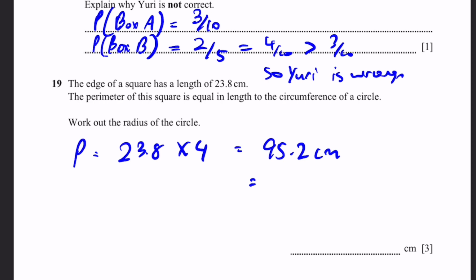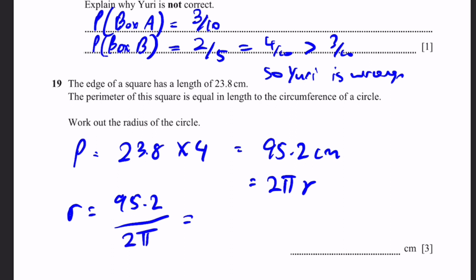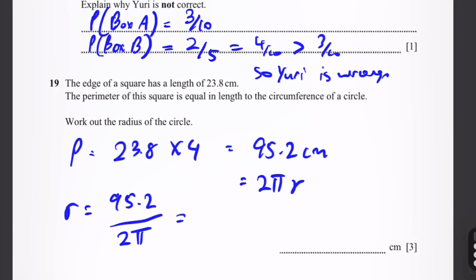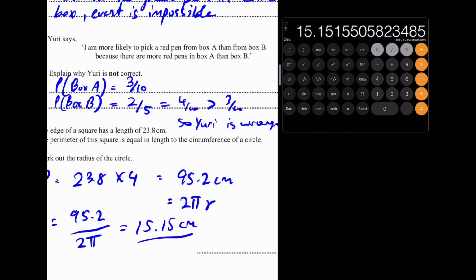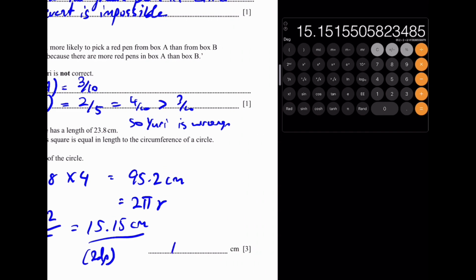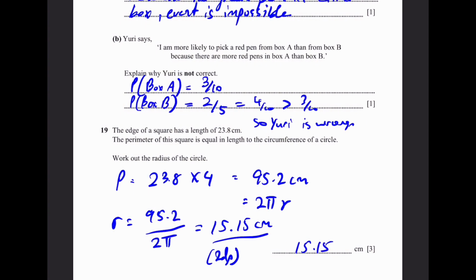And this is the circumference of a circle, which is 2 pi r. So r is equal to 95.2 over 2 pi. And let's get our calculator out. So 95.2 divided by 2. And then we divide this value by pi. It's the same thing. So 15.15 centimeters. This is to 2 decimal places. You can even put the 3 significant figures. It's also fine. That would be 15.2, however. And that would be the answer.